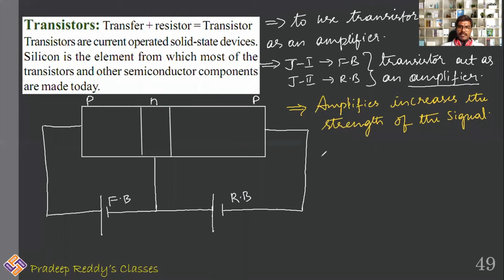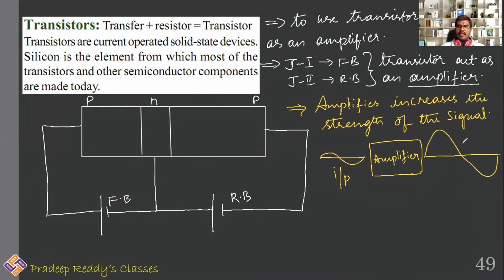Likewise, this is the input signal, and you are feeding it to an amplifier. What does the amplifier do? It amplifies the signal and its strength is increased. This is the output signal, right? So an amplifier increases the strength of the signal, and a junction transistor is used as an amplifier, and that is the main purpose of the transistor. It can be used as an amplifier.